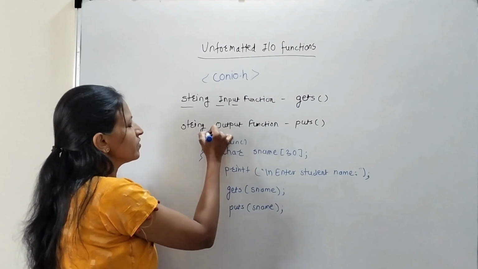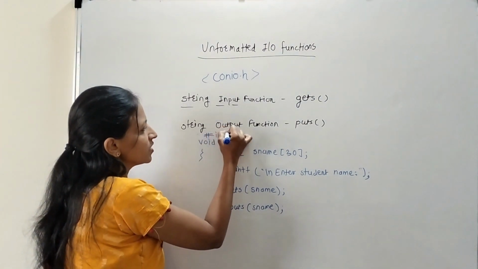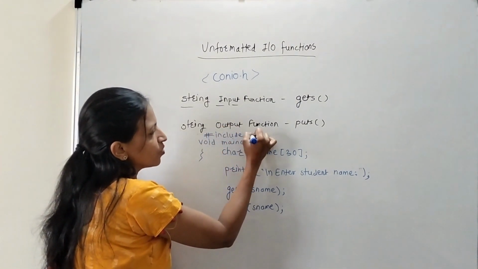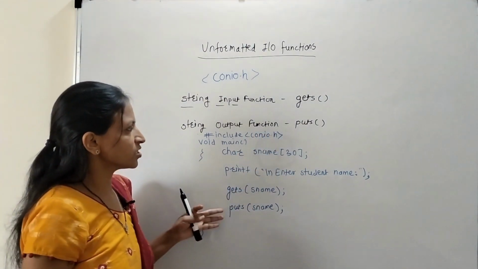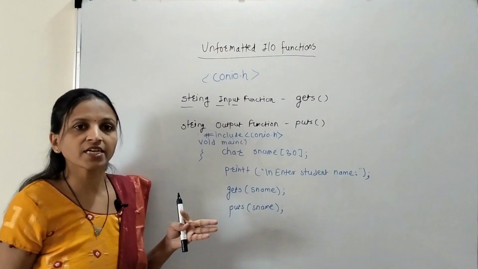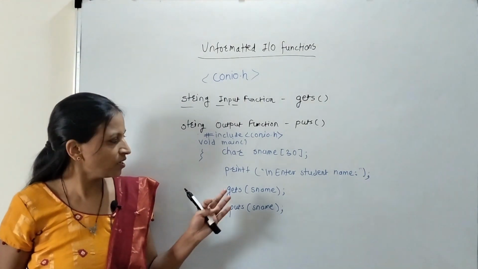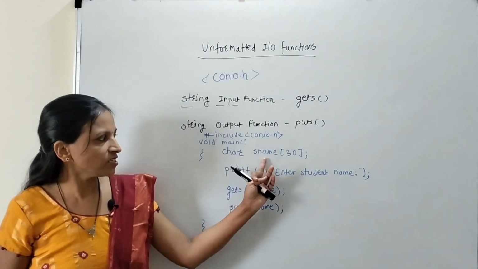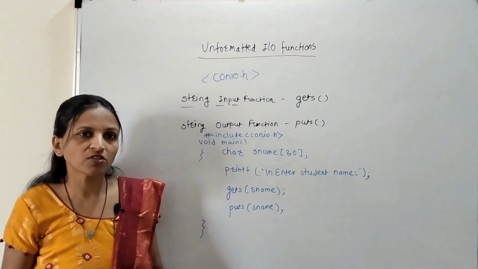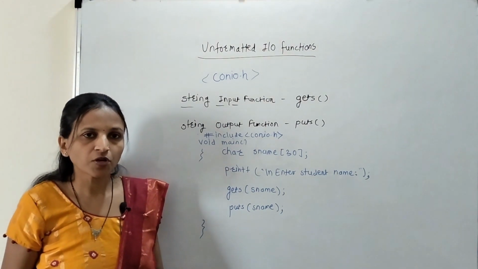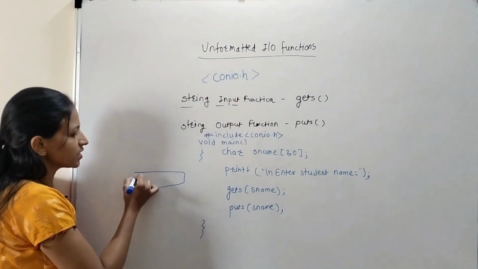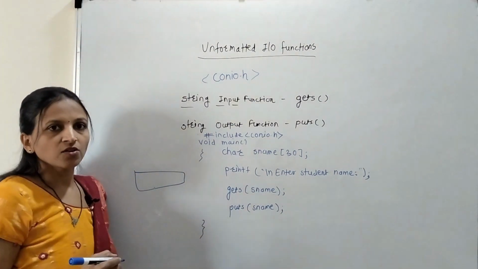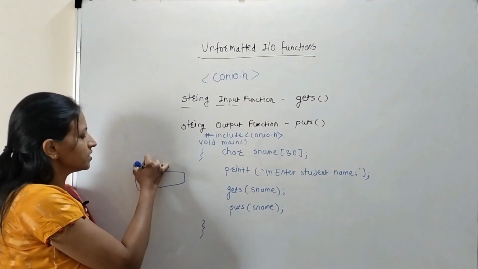For that we have to write #include <conio.h> first. Then only we can use the functionality which is present inside that conio.h header file. Now see here, we have declared one character array, sname of size 30, for accepting a string. Now 30 bytes will get reserved inside memory, and the name is sname.